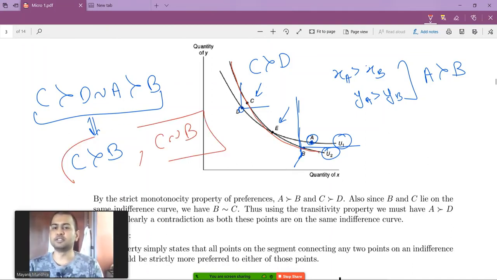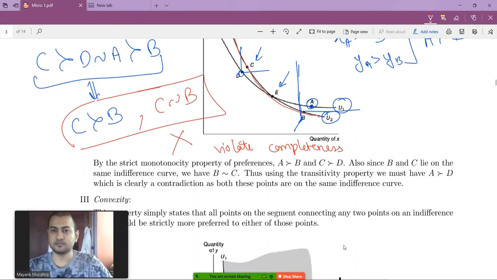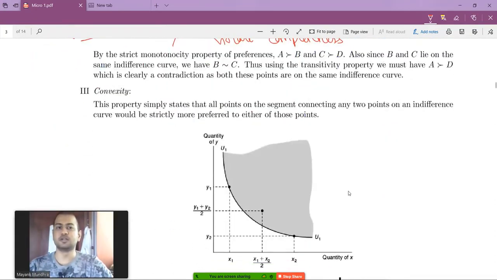Now both these two things cannot be true simultaneously, because if they are, it will violate completeness. So that's why you cannot have two indifference curves passing through the same point.